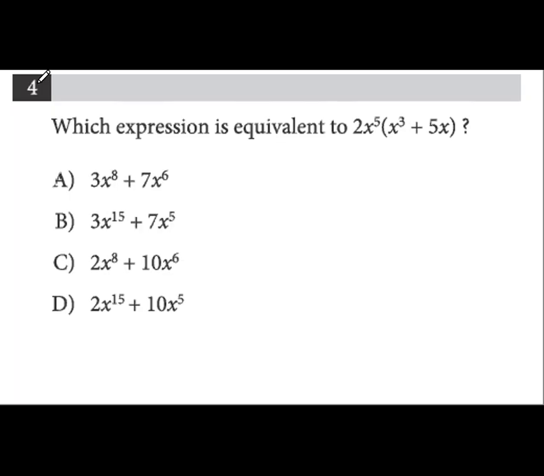So for question 4, the expression is equivalent to 2x to the fifth times, in parentheses, x to the third plus 5x. In this case, this would just be 2x to the, you add the exponents in this case, so 5 plus 3 is 8. So 2x to the 8th plus 5 times 2 is 10. This is basically x to the first, so 5 plus 1 is 6. So 2x to the 8th plus 10x to the 6th. And in this case, answer choice C.